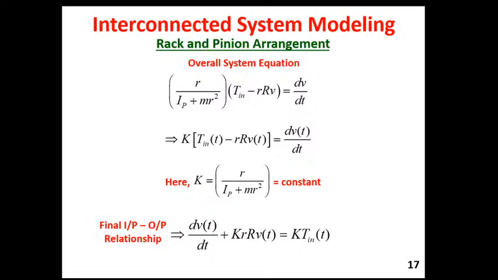We can see that there is no d2 Vt dt2, there is only dVt dt. That means this is a first order system, and there is only one energy storing element in the system.